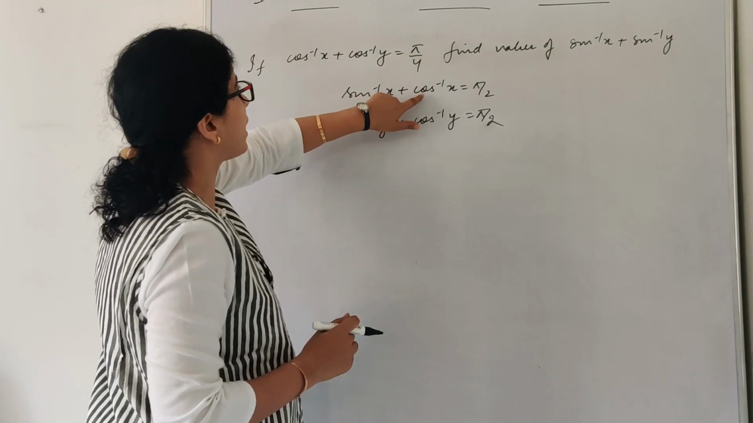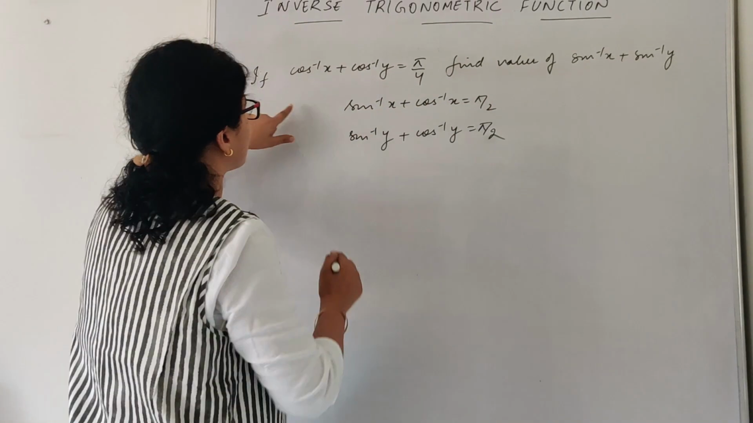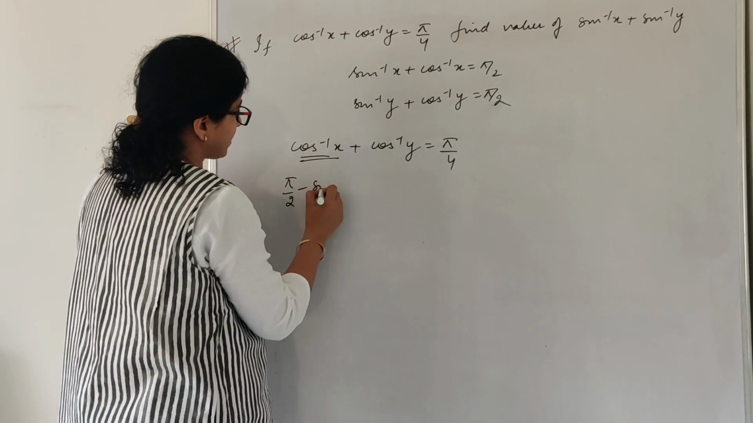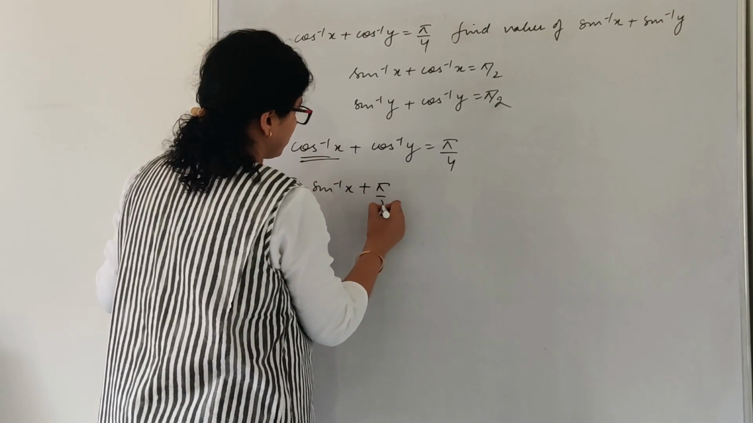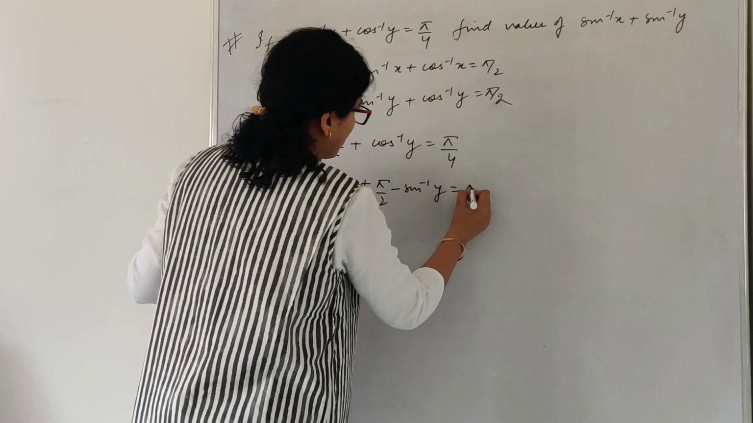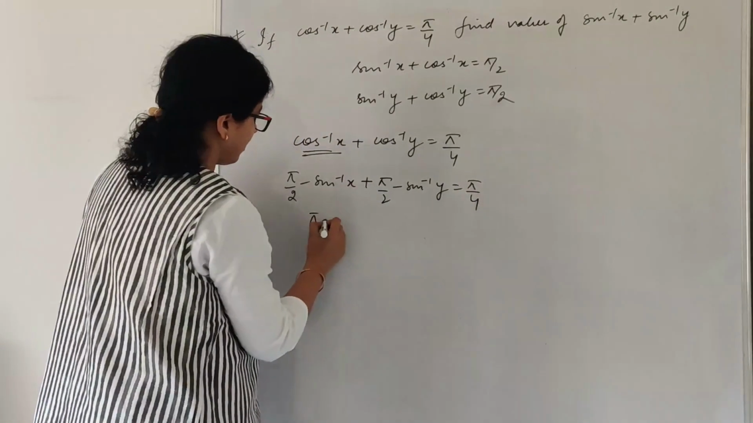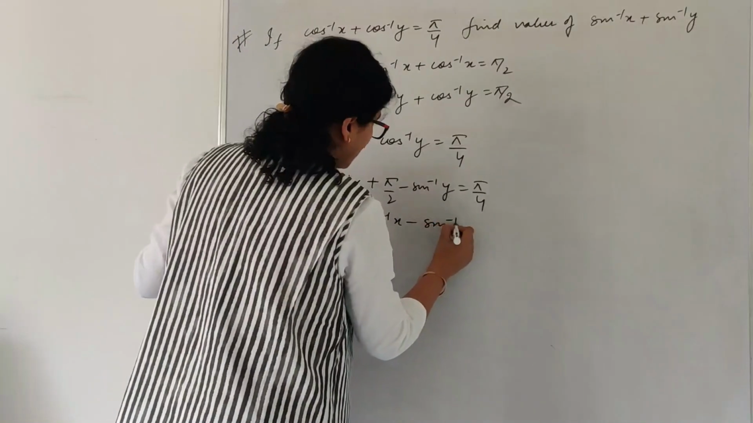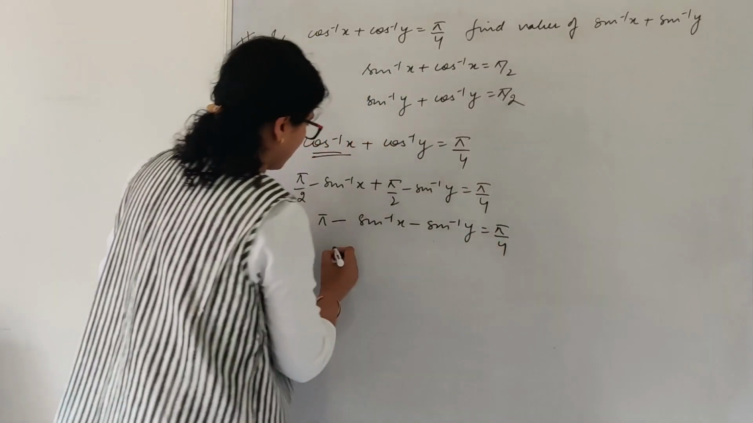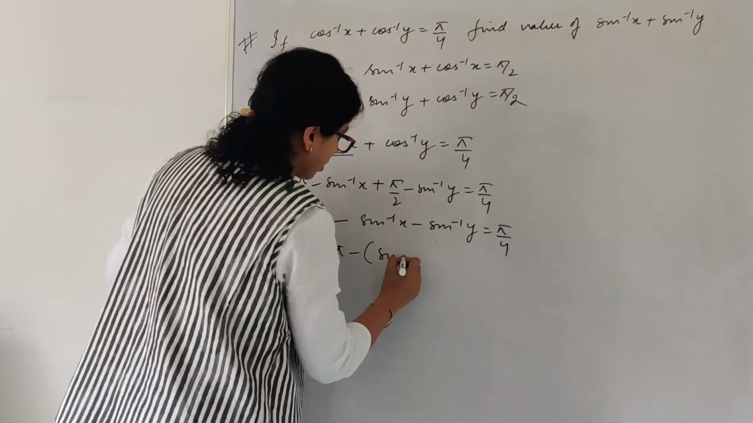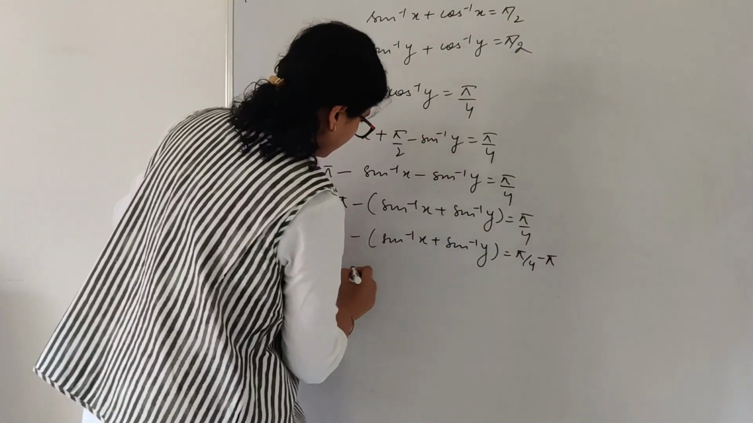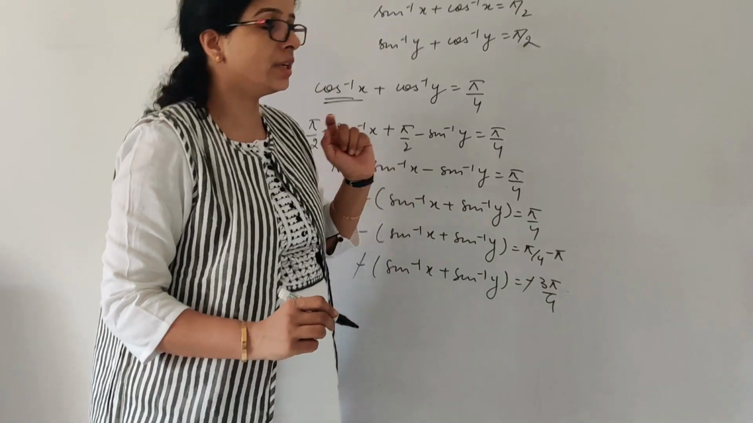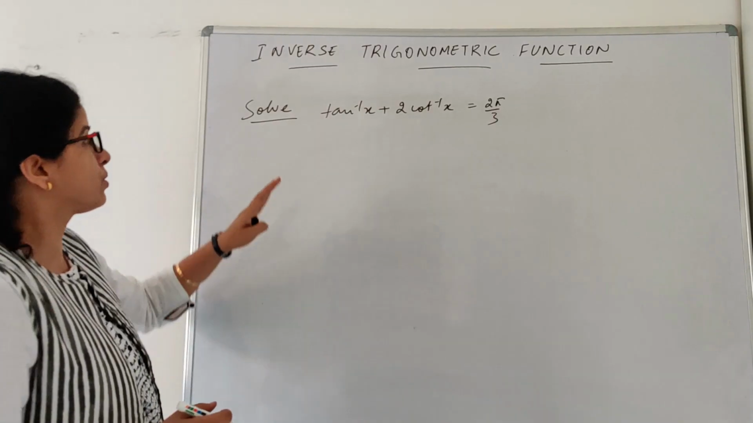So I can find out the value of cos inverse x from here as pi by 2 minus sin inverse x. So replacing cos inverse x as pi by 2 minus sin inverse x, plus pi by 2 minus sin inverse y equals pi by 4. So pi minus pi by 2 plus pi by 2 means pi minus sin inverse x minus sin inverse y equals pi by 4. Now pi minus, take this common. So the value of sin inverse x plus sin inverse y is equal to 3 pi by 4. So let us solve this question.